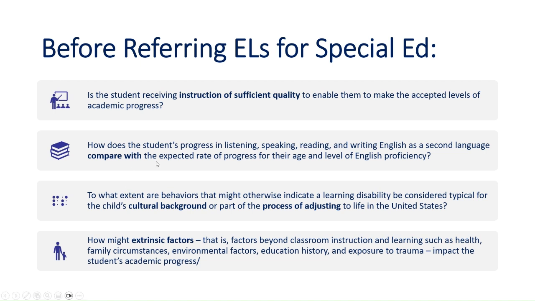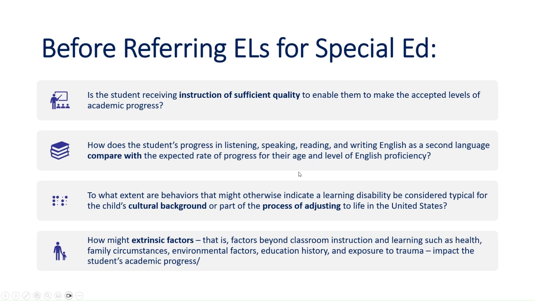The second question is, how does the student's progress in listening, speaking, reading, and writing English as a second language compare with the expected rate of progress for their age and level of English proficiency? Now, we need to remember that English learners should not be compared to native English speakers. Okay. Now, instead, their progress should be considered in relation to other English learners of a similar age and English proficiency level.